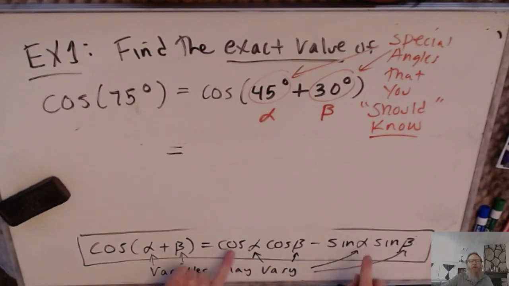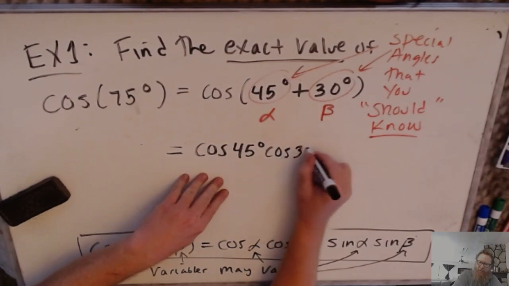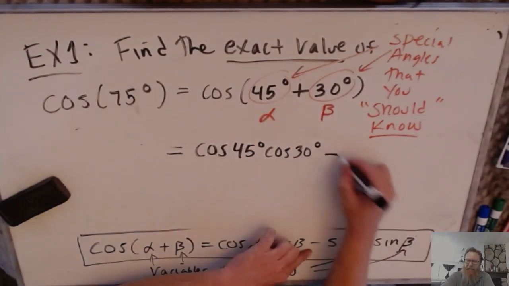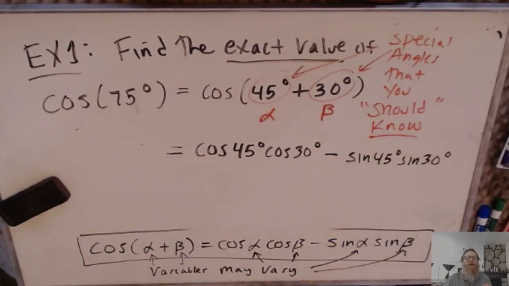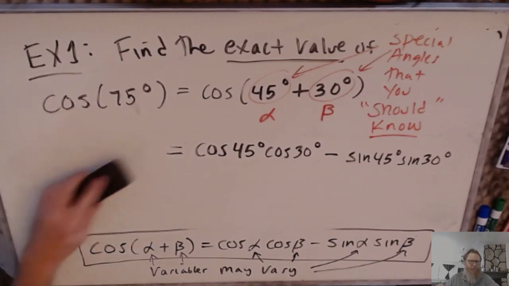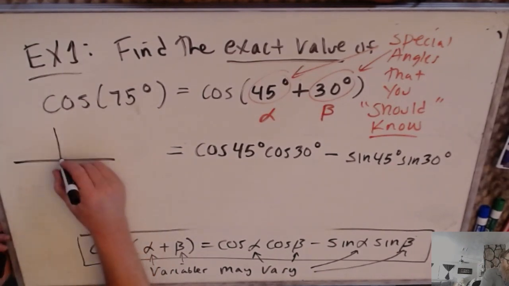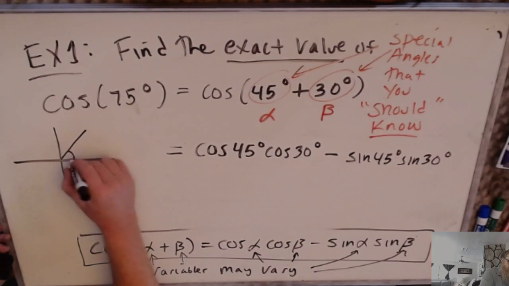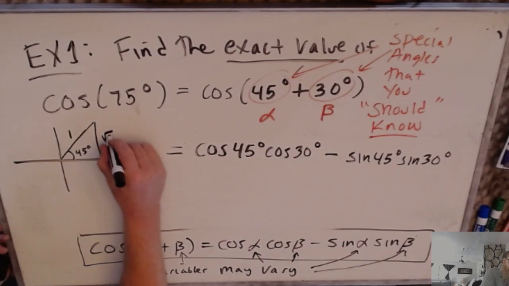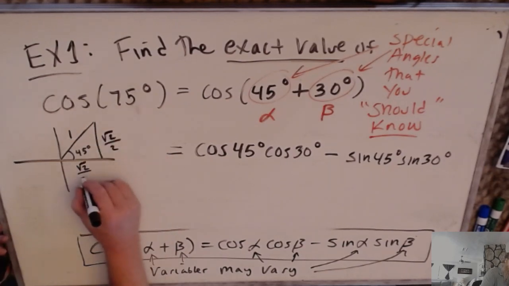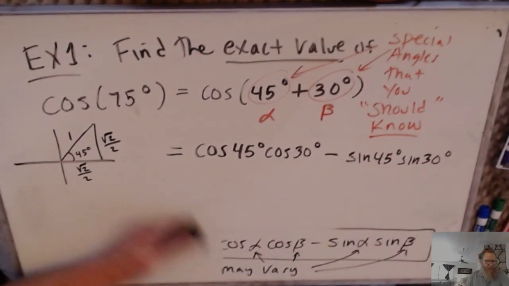So we can use this formula. That's going to be cosine 45, cosine 30, minus sine 45, sine 30. You should know your special angles. 45 degrees. Or some people memorize it this way.